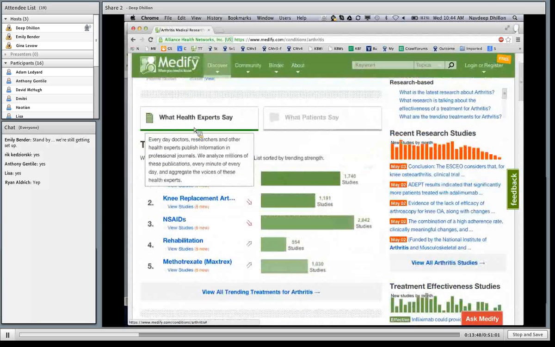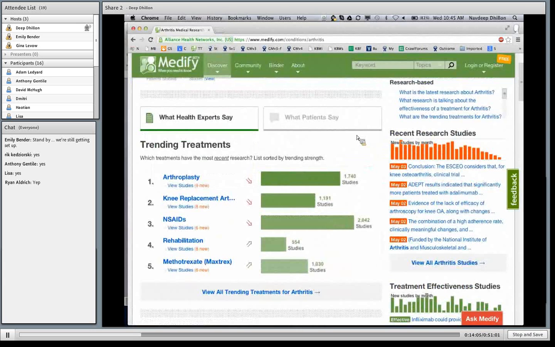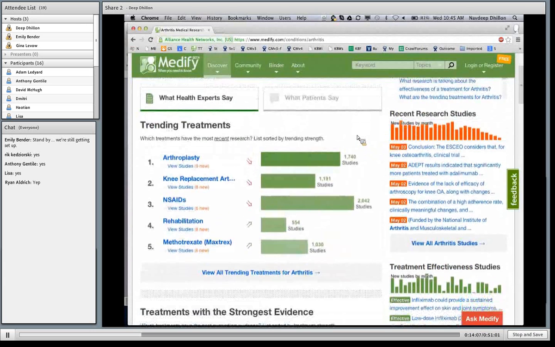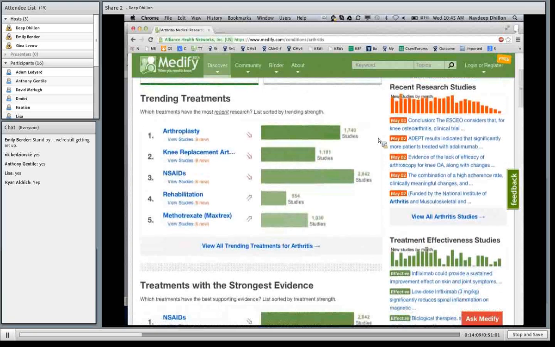We really break things down based on what health experts are saying and what patients are saying. From a health expert vantage, as you know, every day physicians, researchers, and other healthcare practitioners are publishing in incredible peer-reviewed journals, and that is one of our main corpora. And then the patients are with the online discussion. I'll jump in a little bit on the health expert side first.